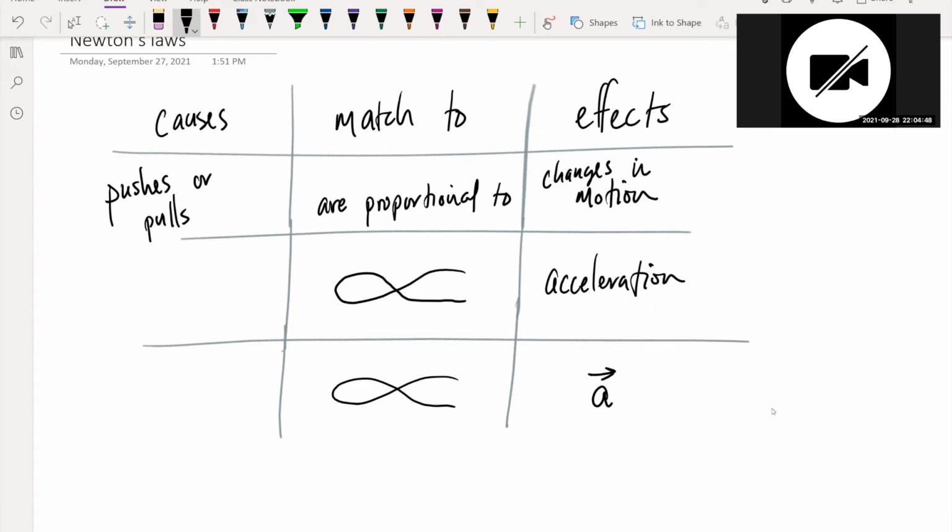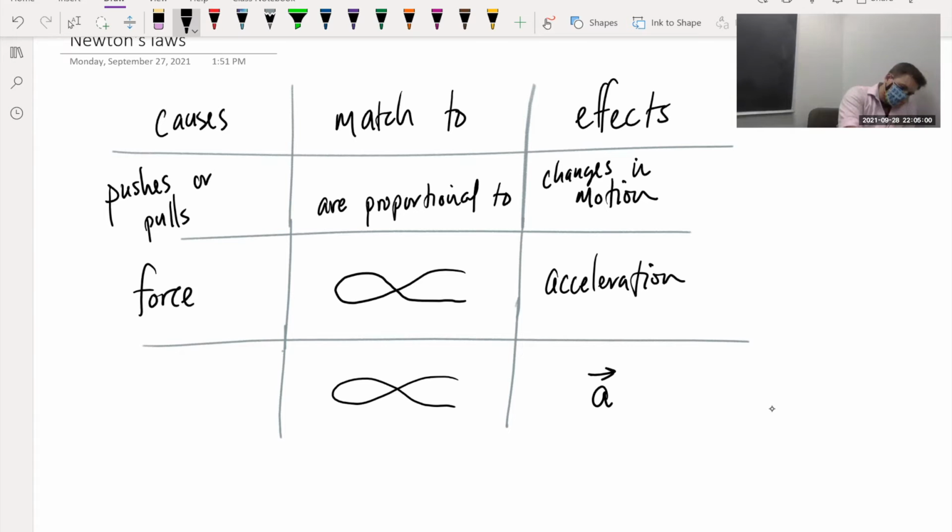I think we're back. Instead of pushes or pulls, I'd like to give the formal name for that kind of thing, an interaction of something with something else. Acceleration is a vector. That proportionality implies that force must also be a vector.